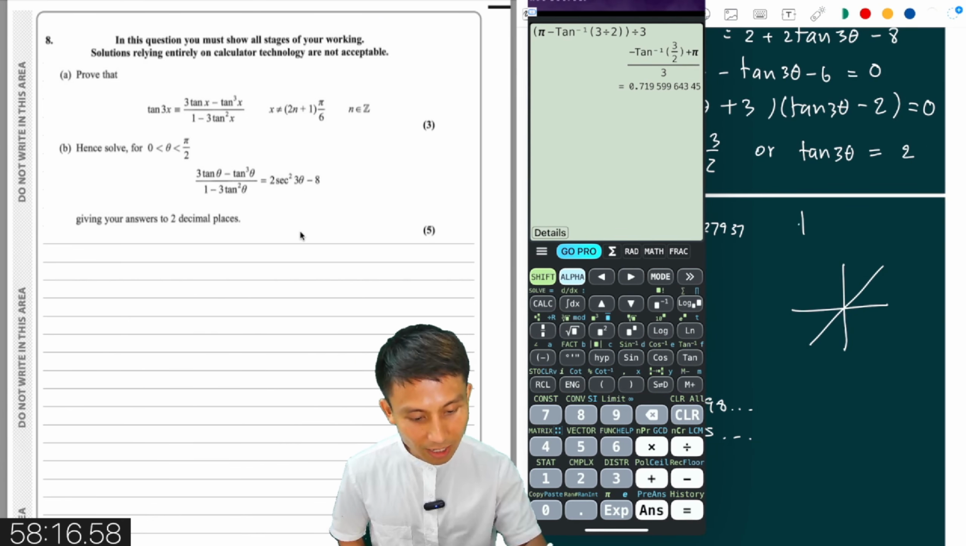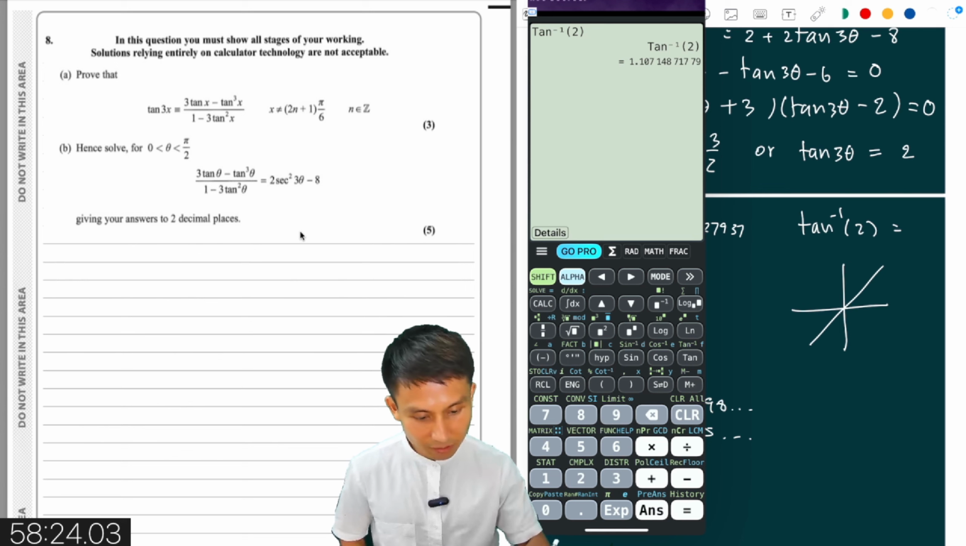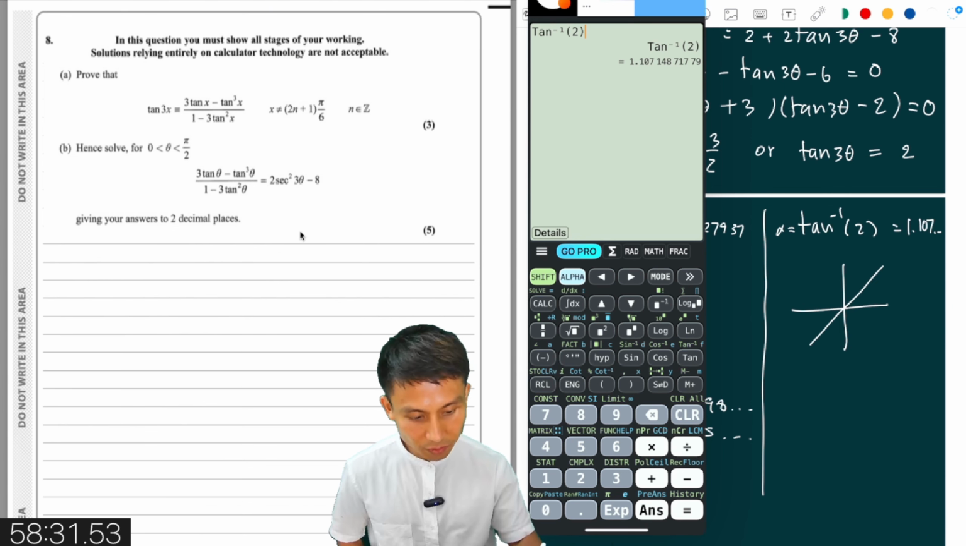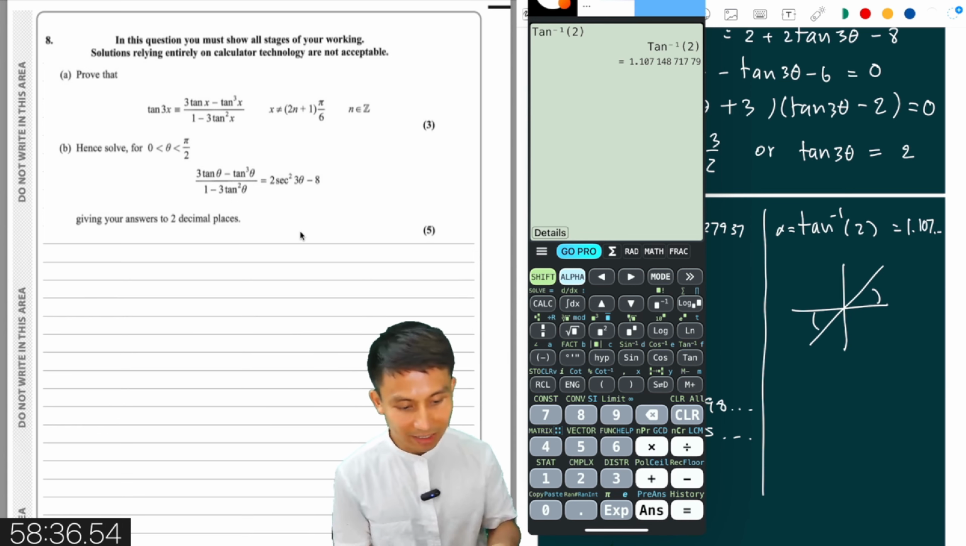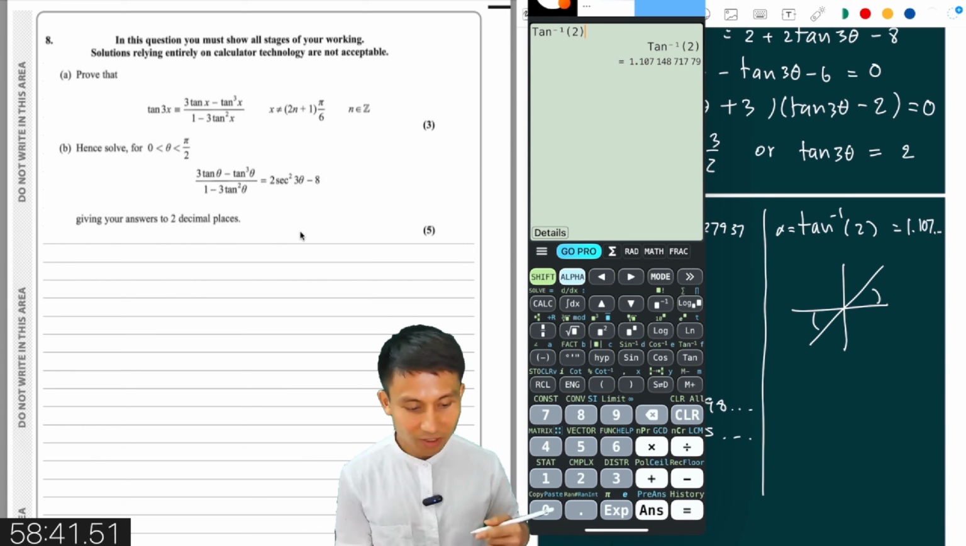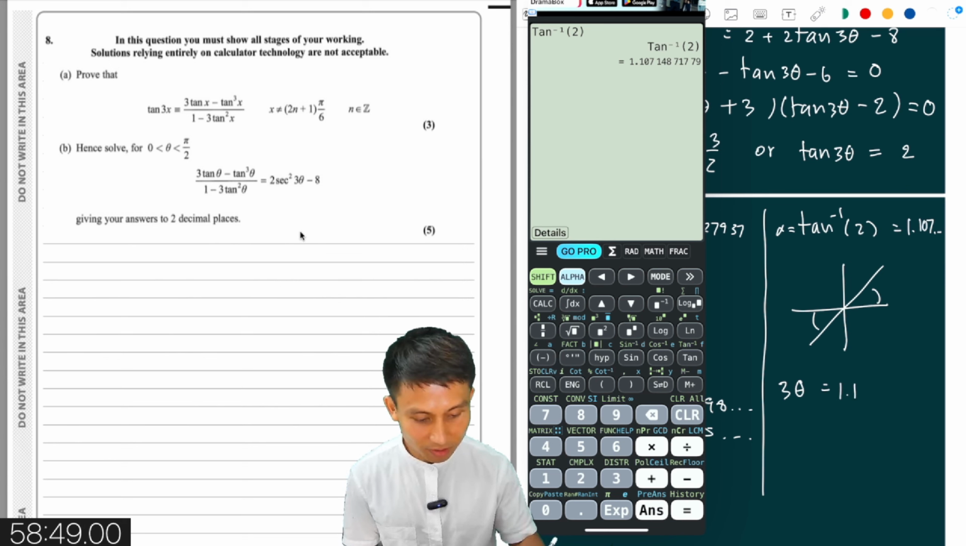For this one, we do arctan again, 2. So I'm going to do arctan 2. So that's the principal angle there. Yeah, that's the principal angle here. Now, we might get more than one answer here. At least we get the first quadrant answer, because 3 theta can be in quadrant 1 or 3, right? So this is one of them. 3 theta equals 1.107148. Yeah.